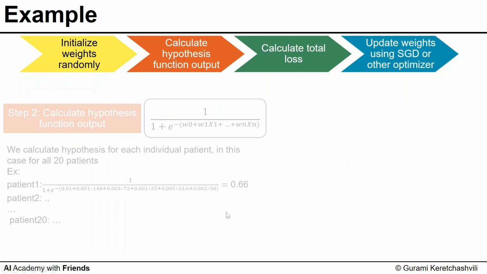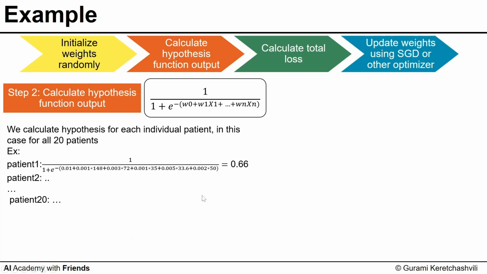The second step is to calculate the hypothesis function. We have the hypothesis function for logistic regression, and we can calculate the score for each individual patient. For example, for patient 1, if we plug in our known values, we will get 0.66. We can do the same for patient 2 up to patient 20.